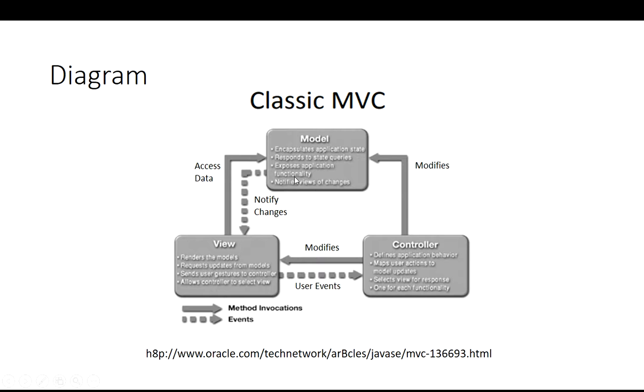Alright, so here's a diagram. So Model View Controller has three components: Model, View, and Controller. The controller modifies the model and modifies the view. Your view is your user interface, and it'll have buttons and maybe some other UI that sends user events to the controller.